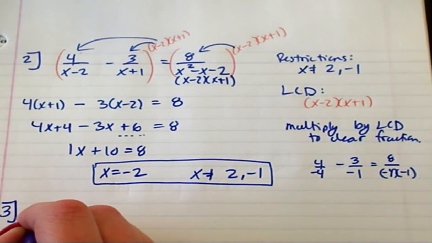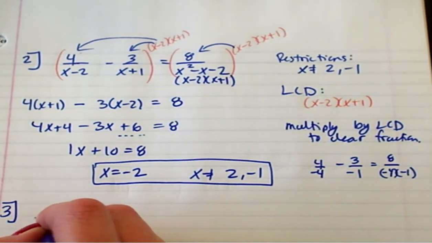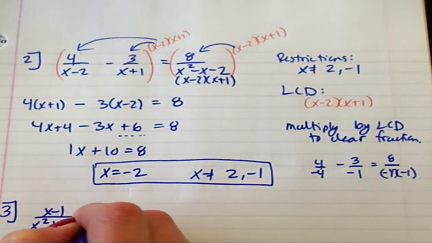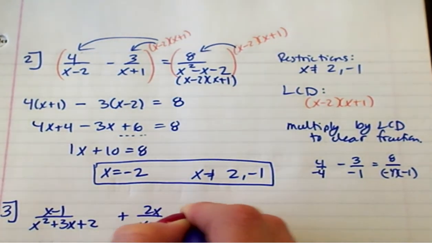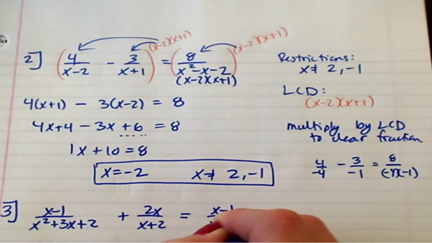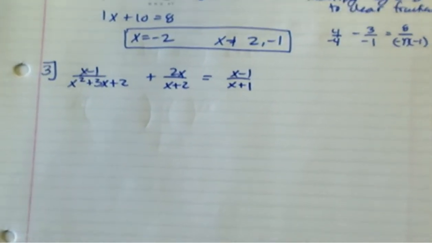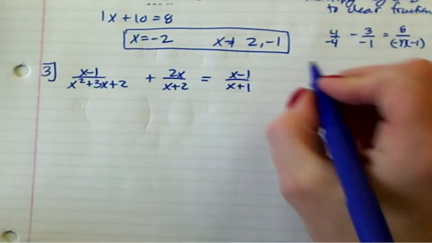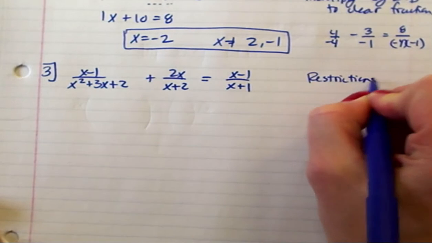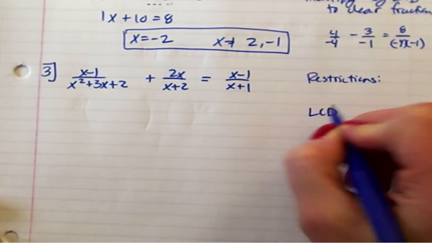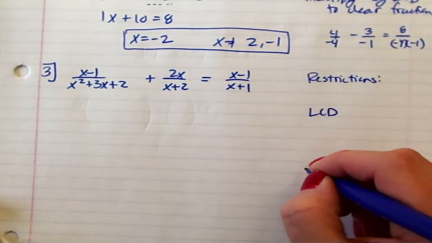X minus 1. This one has something different about it. See if you can figure it out. Okay, there is something different about this question. Restrictions, least common denominator.